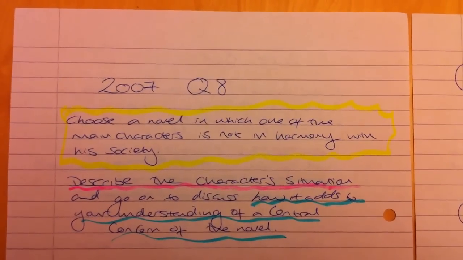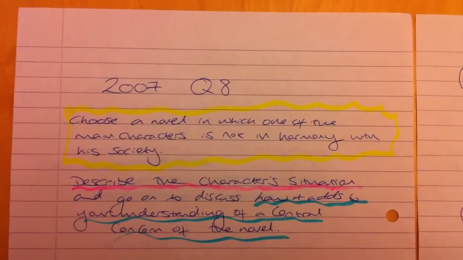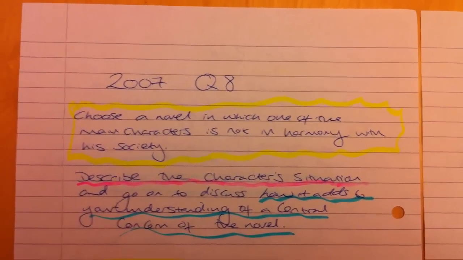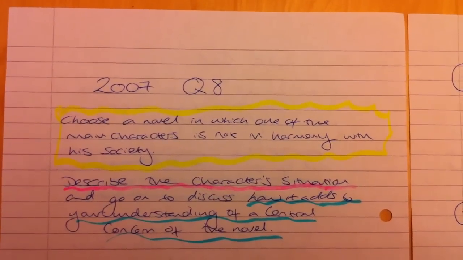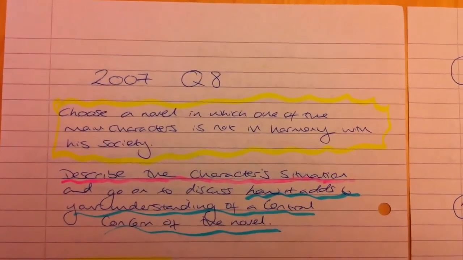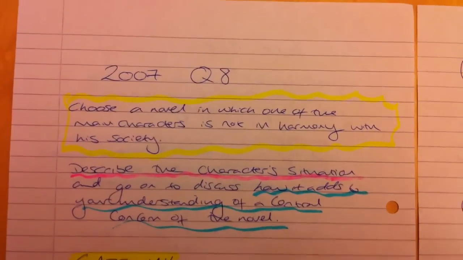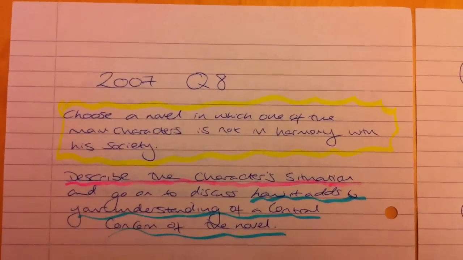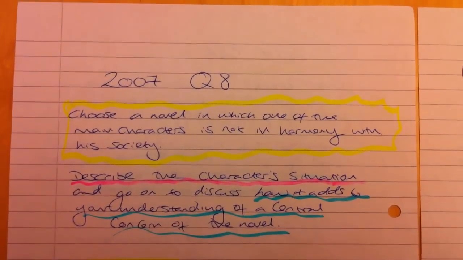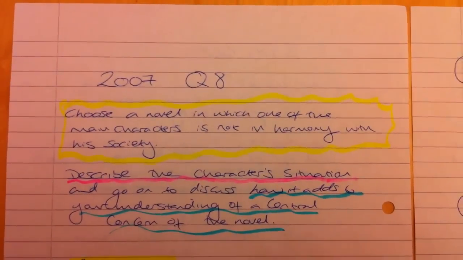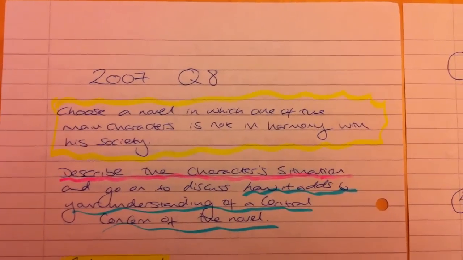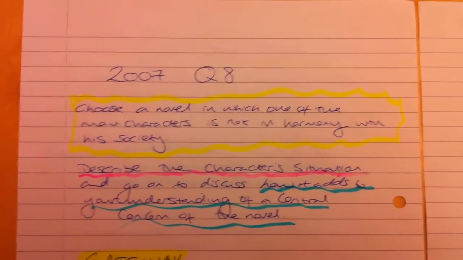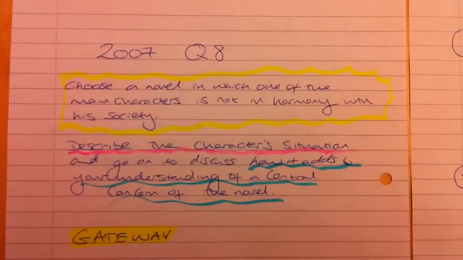Choose a novel in which one of the main characters is not in harmony with his society. Describe this character's situation and go on to discuss how it adds to your understanding of a central concern of the novel. Now, you will see that I've already highlighted this so that I can demonstrate how you can divide the question. The first part of the question is your gateway.